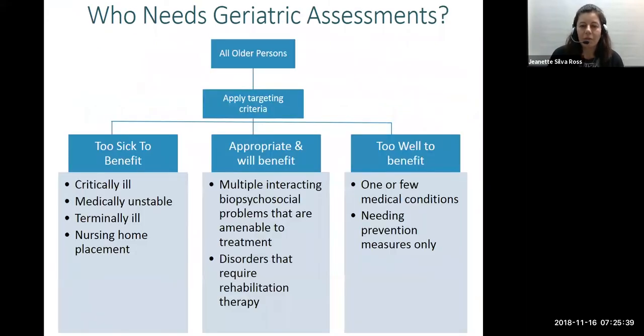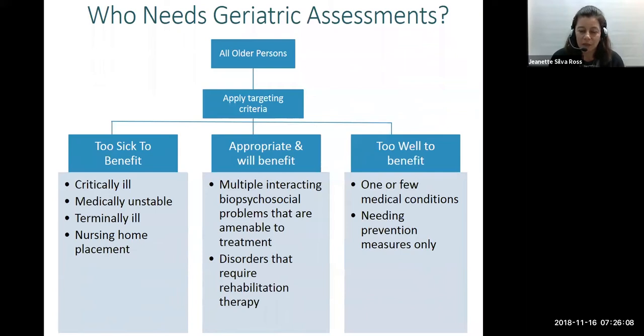Thinking of who benefits most from a geriatric assessment, there are two extremes who do not benefit. One is your seriously ill patient who may already be unstable, and therefore performing an assessment will not benefit because you're not uncovering something early. The other extreme is the very healthy patient. We have some who are doing sporting events, out mowing the yard, and they may just need a few preventive measures. They're very, very active.